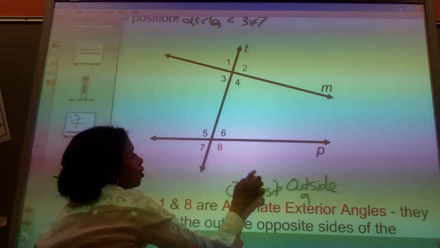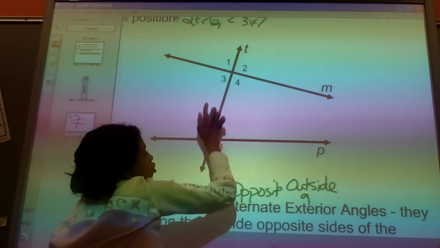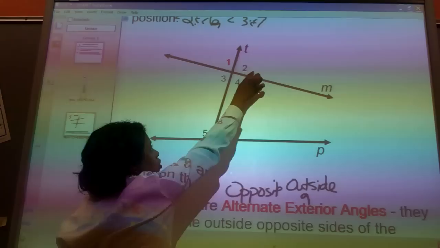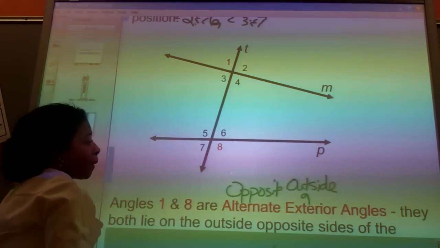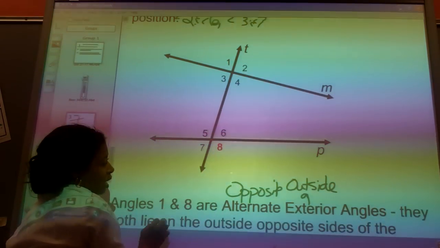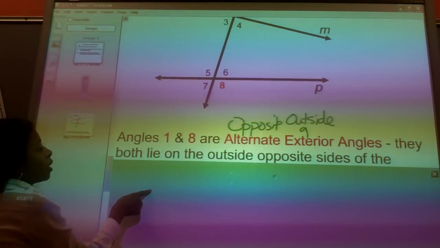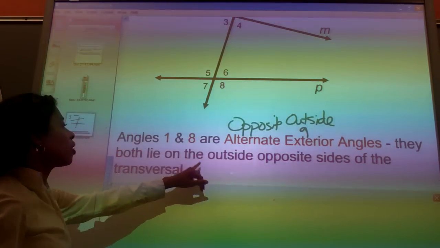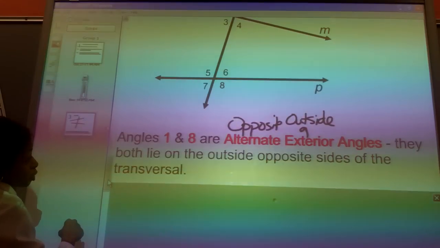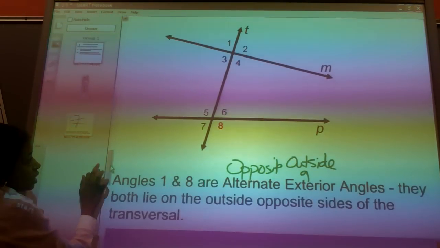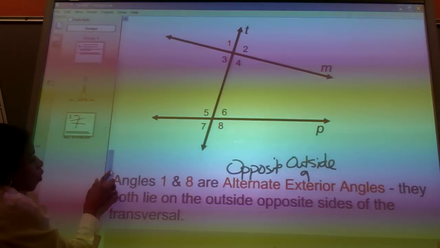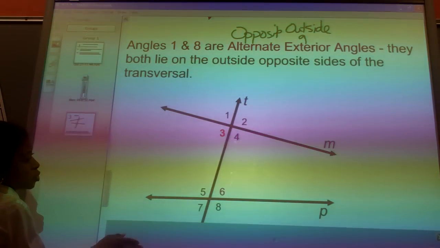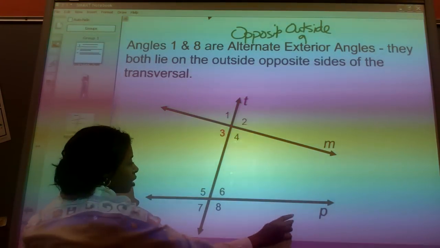Remember, exterior means the outside, so it's either 1, 2, 7, 8. But then when I say alternate, I mean opposite. So 2 and 7 will be the opposite outside angles. Okay? And again, alternate exterior angles both lie on the outside of the transversal line, that T. Okay? Moving forward. Still looking at transversal T, cutting line M and cutting line P.